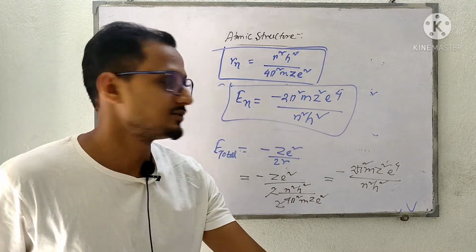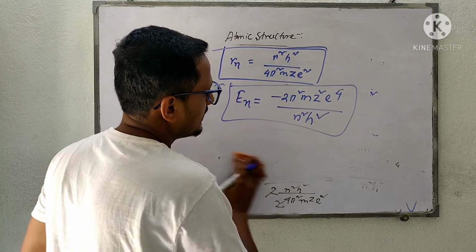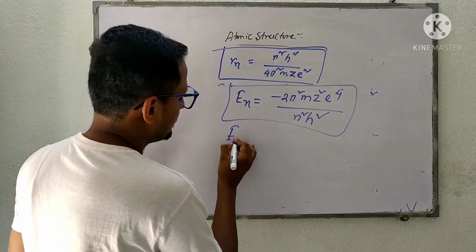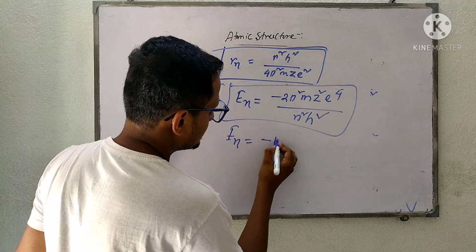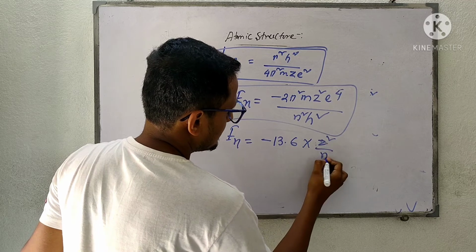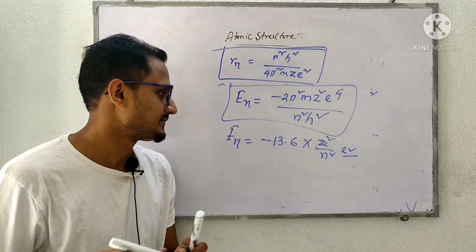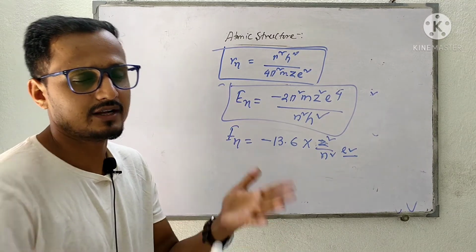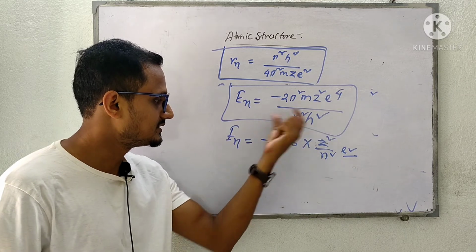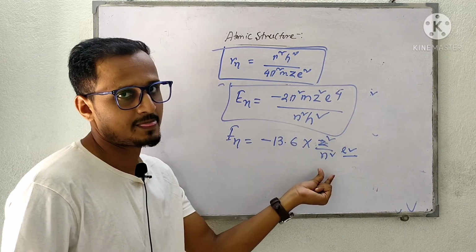Okay, understood? Now if you see here, all the terms except z square and n square are constant. So if you put in the values, you will get minus 13.6 into z square by n square in electron volt unit. By dividing by the charge of the electron, it is converted to electron volt. Now this is the formula of En equals minus 13.6 z square by n square.